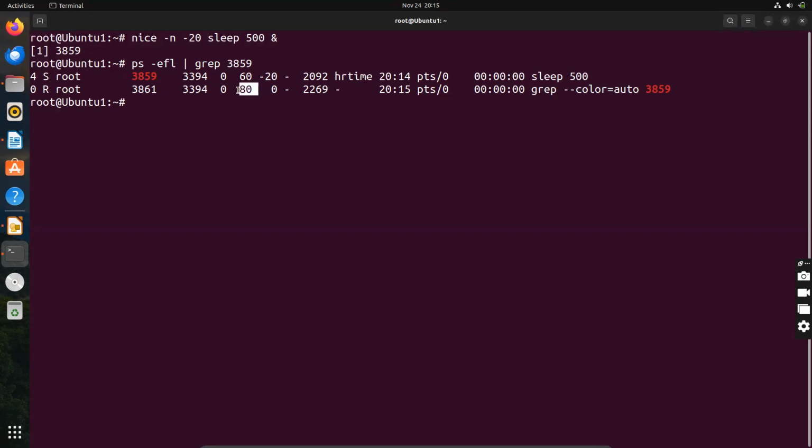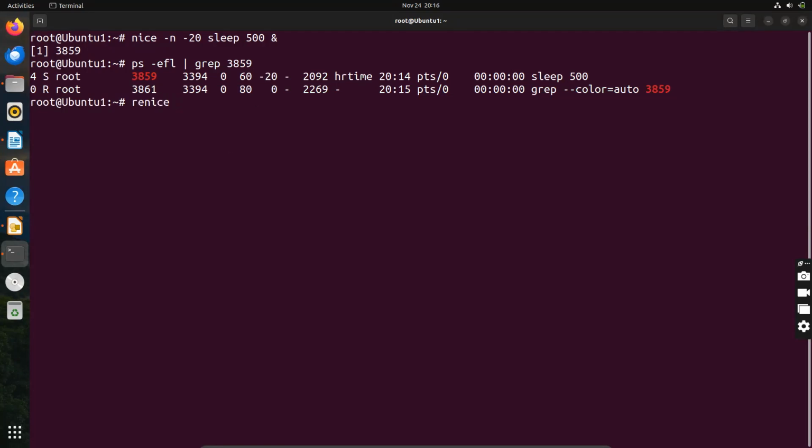Normal priority value is 80. So if I mention a priority value of -20, it is reduced by 20 values. So these are the process priority values. To update this priority, we can't use the nice command, because the command is already executed.